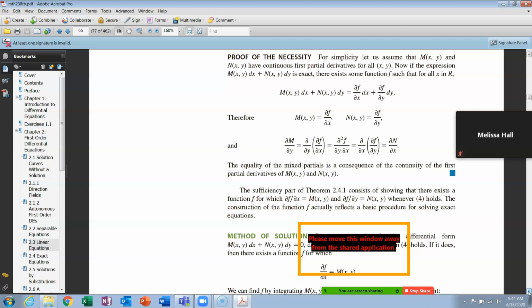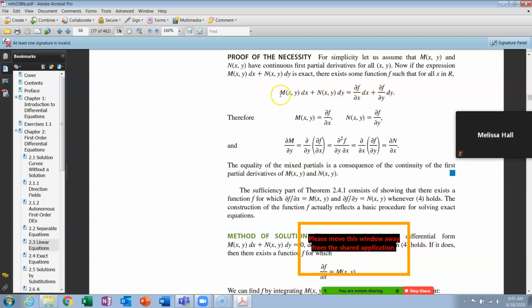It doesn't matter whether you take the second partial of f first with respect to x and then with y, or first with respect to y and then with x. If it's a well-behaved function, it won't matter. Remember, this thing represents the partial of f with respect to x. This thing represents the partial with respect to y.